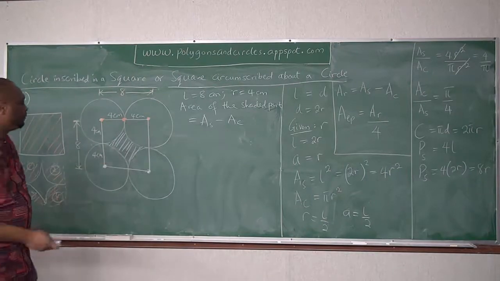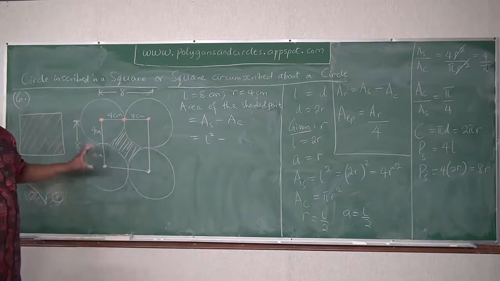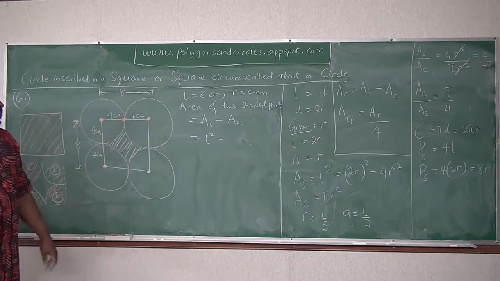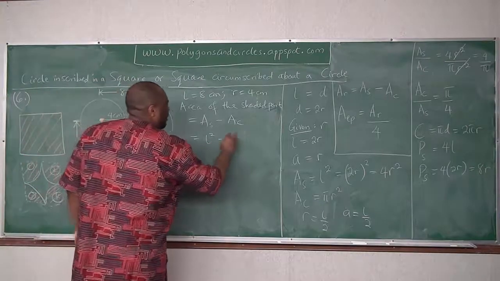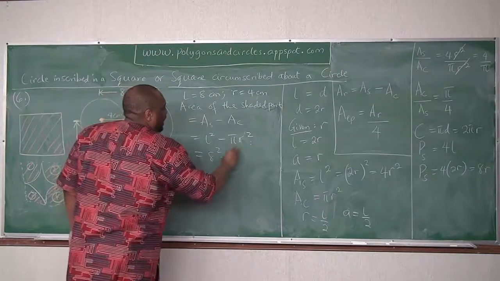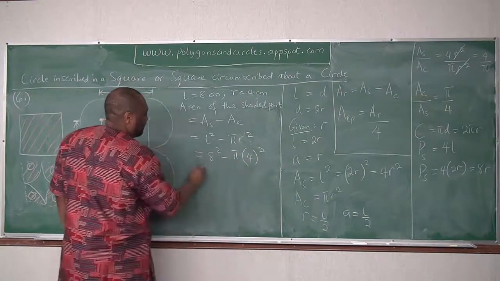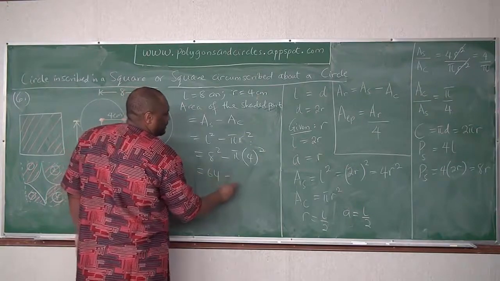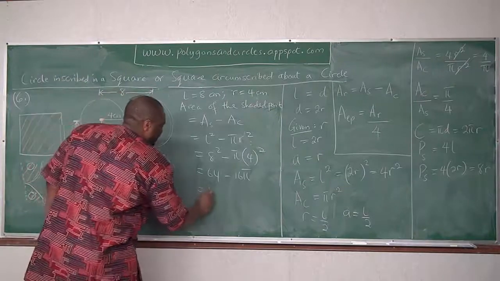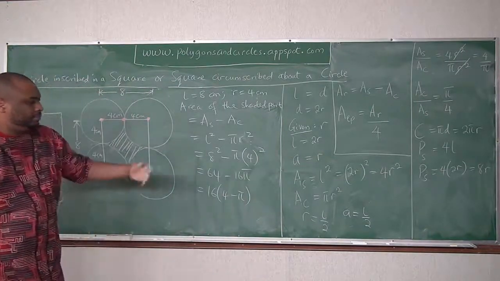Okay, radius is 4. So this will be length squared, because the area of the square is length squared, minus pi r squared, the area of the circle. So this is 8 squared minus pi times 4 squared, which is 64 minus 16 pi, which is 16 times (4 minus pi).